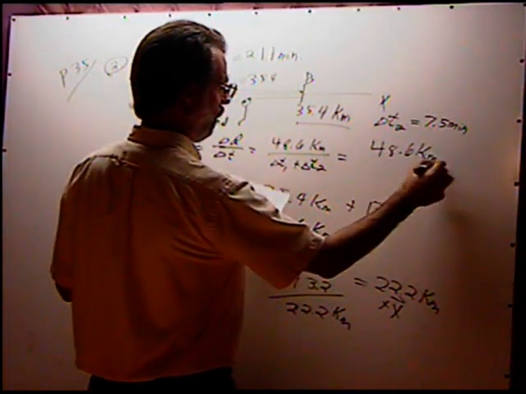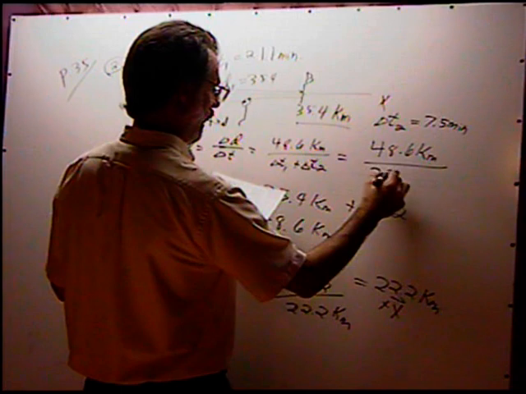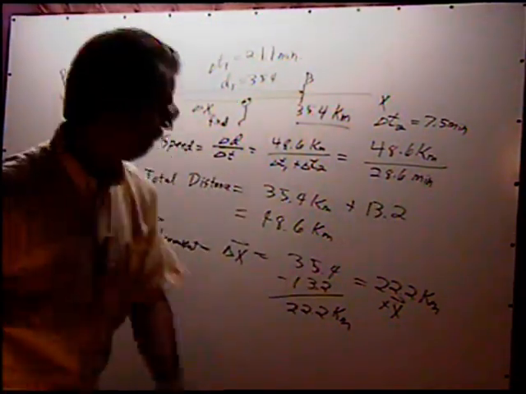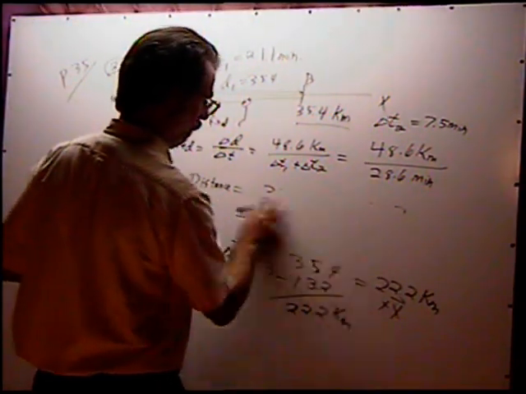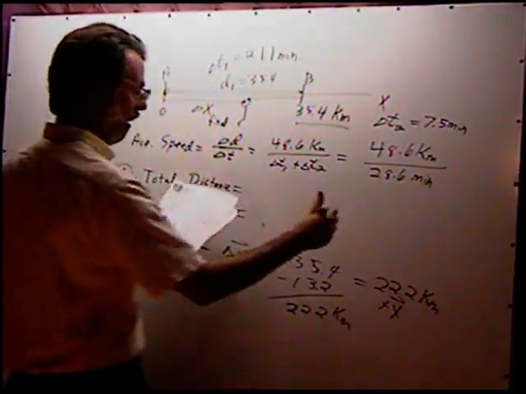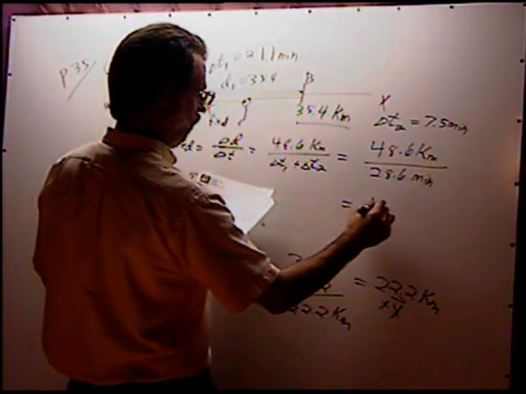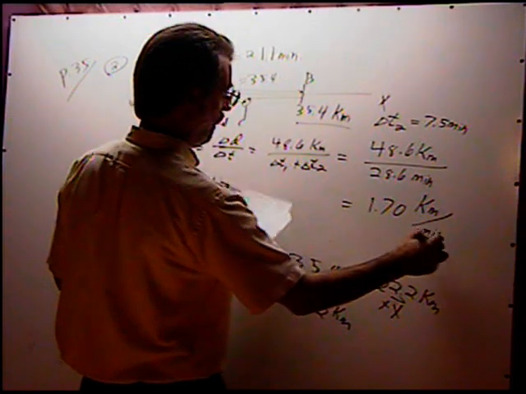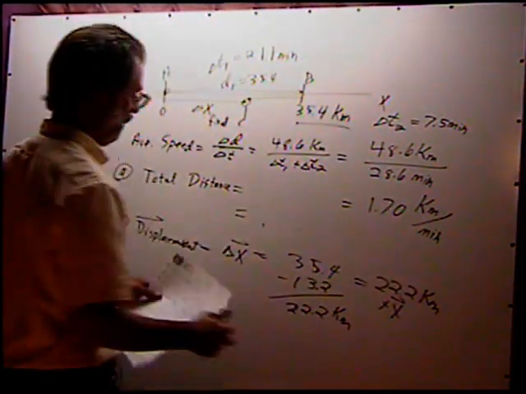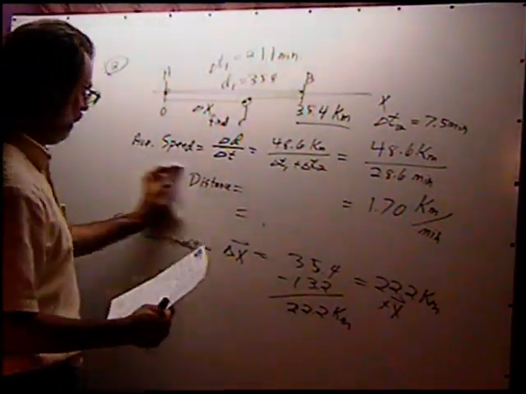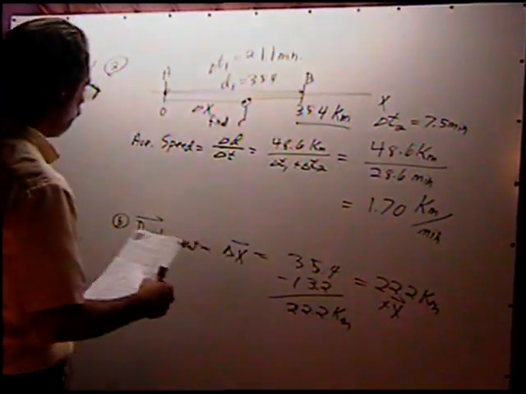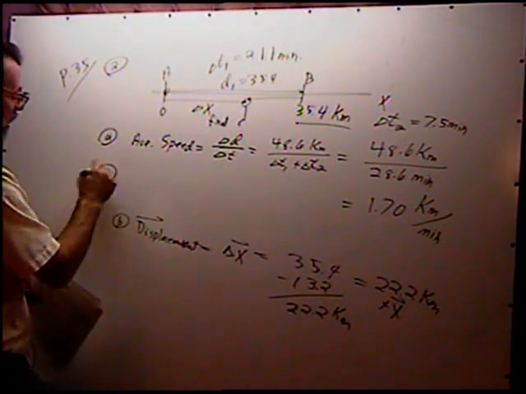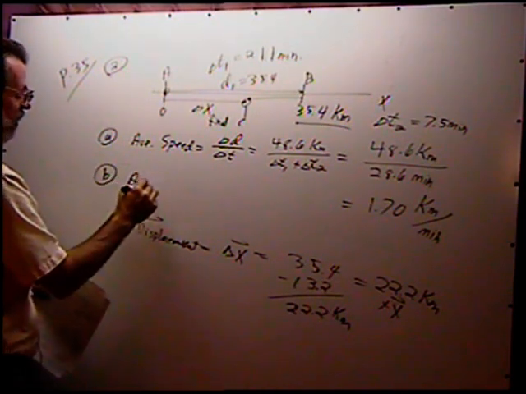Okay, and this gives 48.6 kilometers divided by 28.6 minutes, that's 1.70 kilometers per minute, and that's a speed, kilometers per minute. Okay, that would be the average speed. That's part A. Part B is the average velocity.